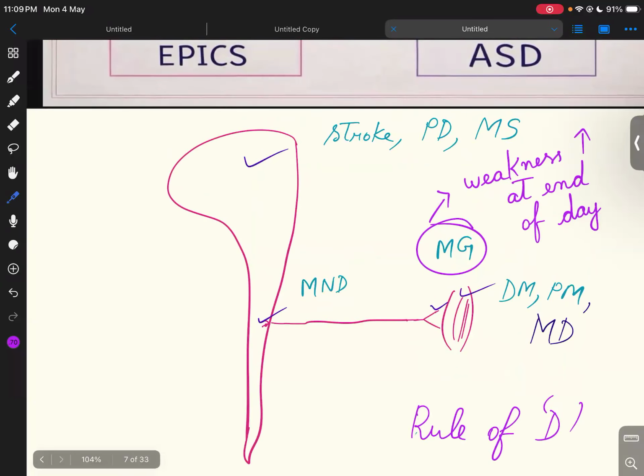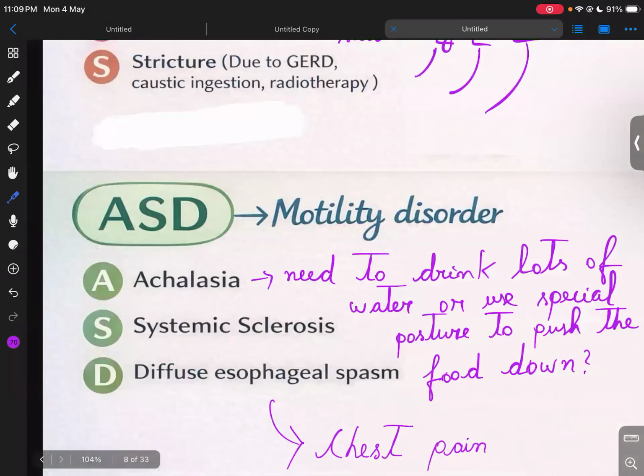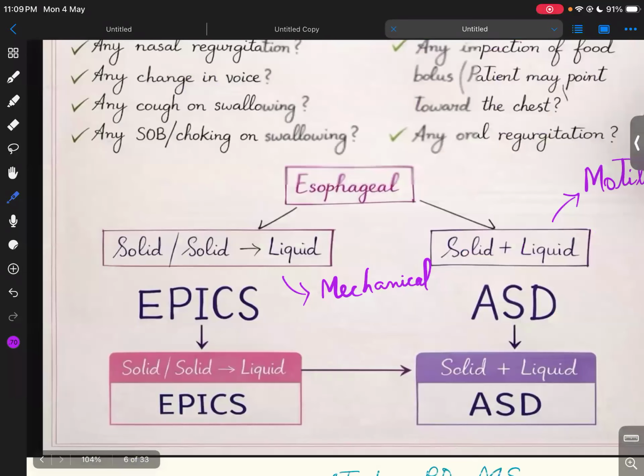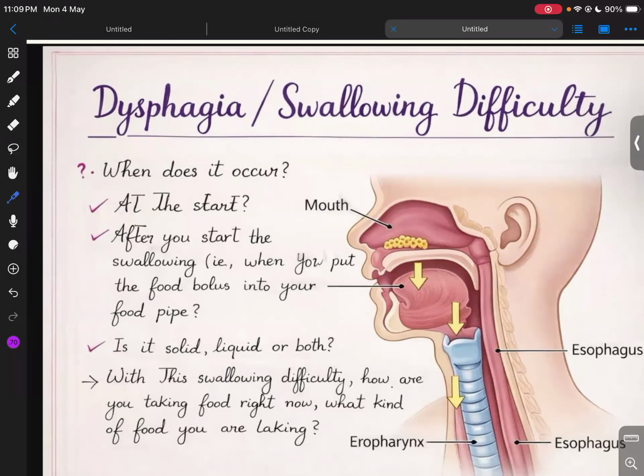So let me know from the doctors whether anyone has any kind of confusion from the approach of dysphagia. And this is all for dysphagia. Please tell me, doctor, if anyone has any question from the approach to dysphagia or any of the pathophysiology. Is it clear to all? If it is clear, please give a thumbs up reaction.